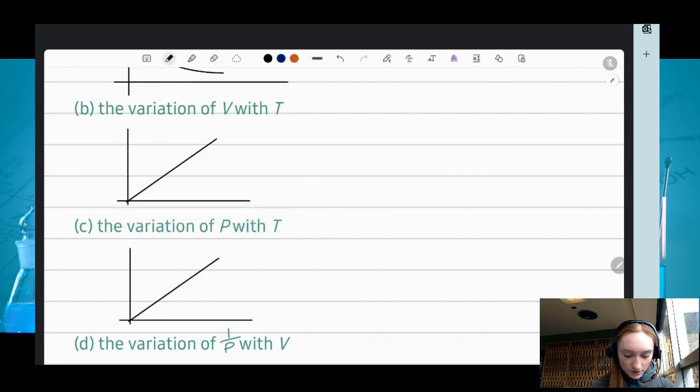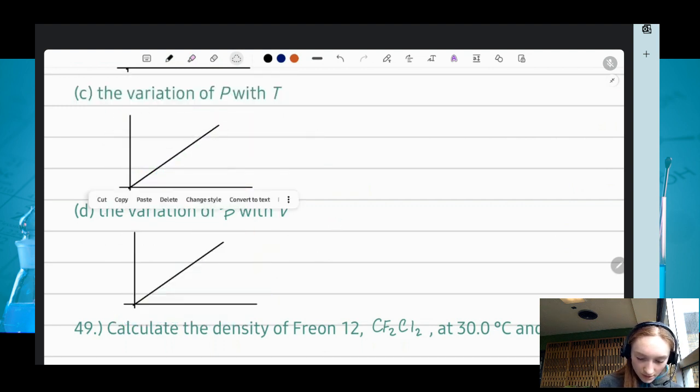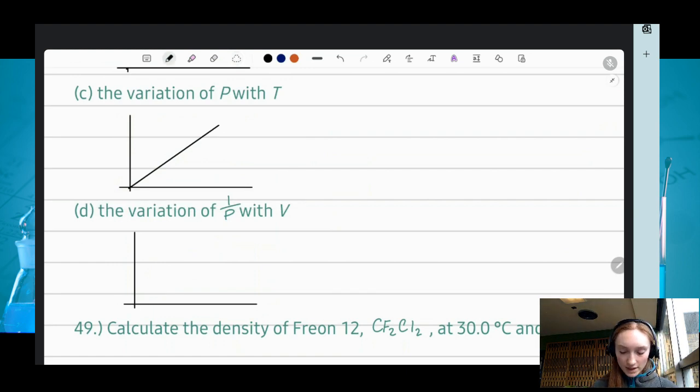Now let's move on to D, the variation of inverse P with V. The way we're going to go about this one is a little different. Let me just have this little graph up here. So we're working with inverse P with V.